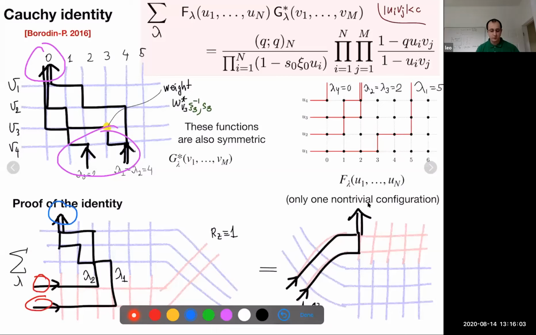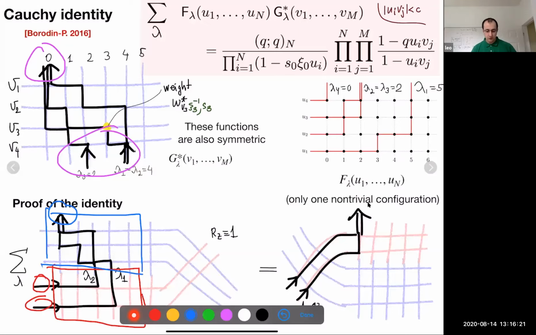And so the summation over lambda means basically that I do not specify anything else. And then if I cut this picture like this, then in the red part I would get the F lambda, and in the blue part I would get G lambda star, and so I have a product of them, and then I need to sum over all lambdas.